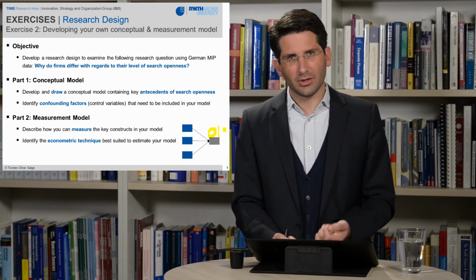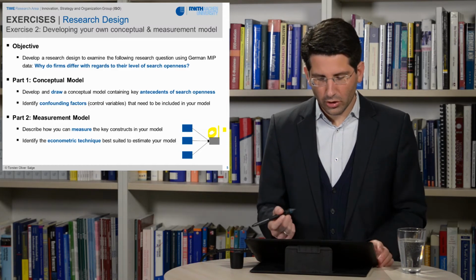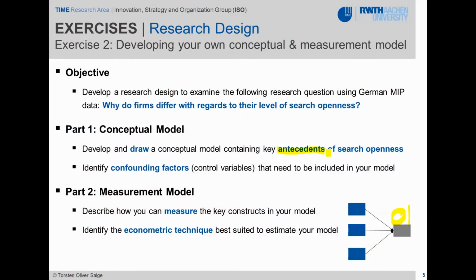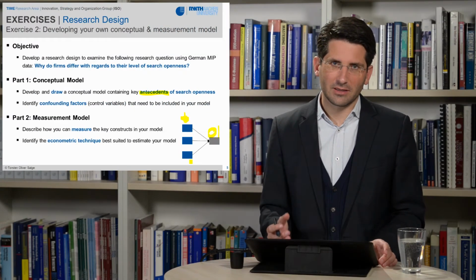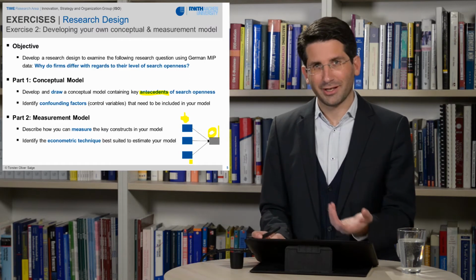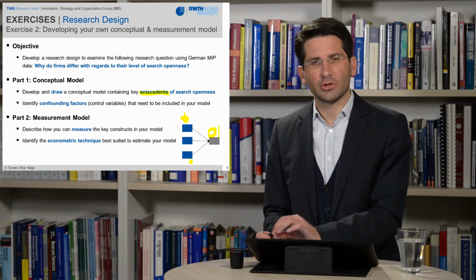So what I want you now to do is, in a first step, to develop a conceptual model. What could be possible anteceding factors? What could be factors that determine whether a company is more open in its innovation activities or less open? These are all candidates to be listed here as antecedents. Once you've identified these antecedents, which should ideally be part of the Mannheim Innovation Panel data, you write them down and draw your conceptual model.